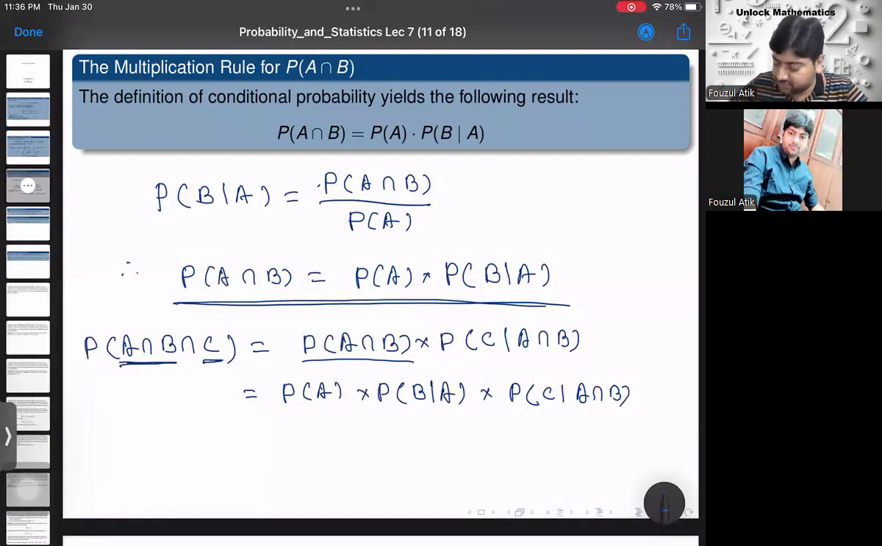See, we extended this formula from two events to three events, and we got P of A into P of B given A into P of C given A intersection B. Now think of its generalized version. If you have four events, what will happen? P of A into P of B given A, into P of C given A intersection B, into P of D given A intersection B intersection C. Correct?